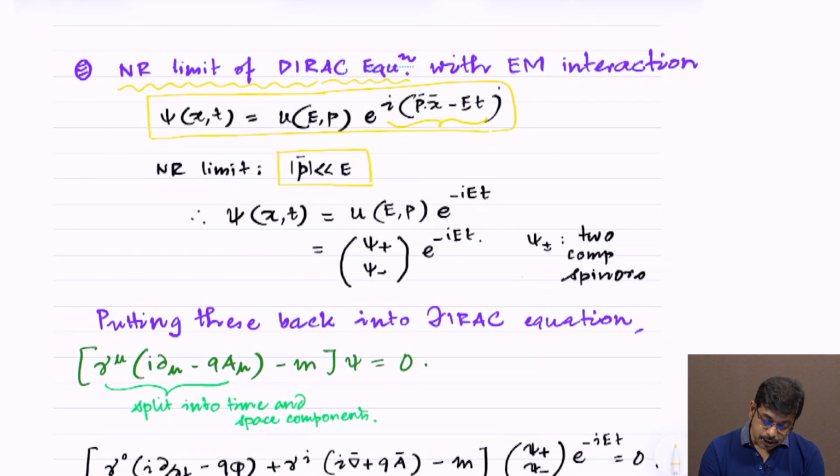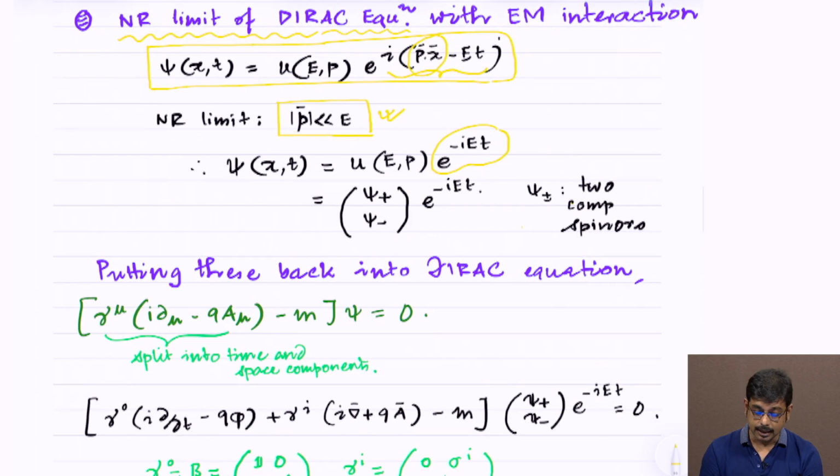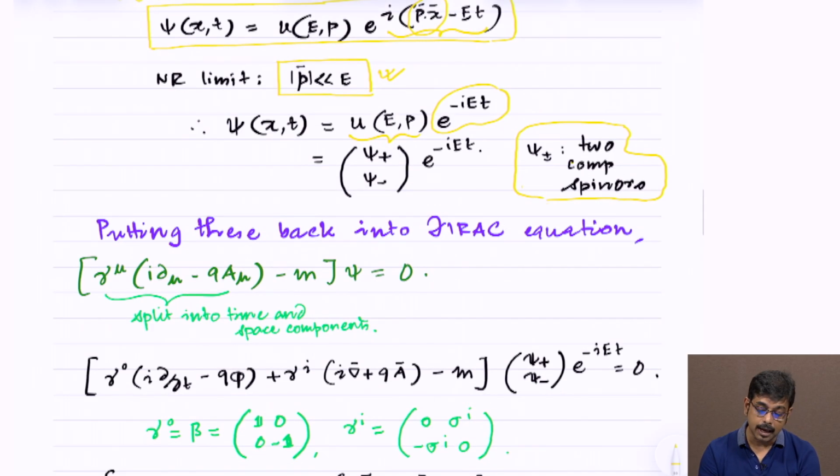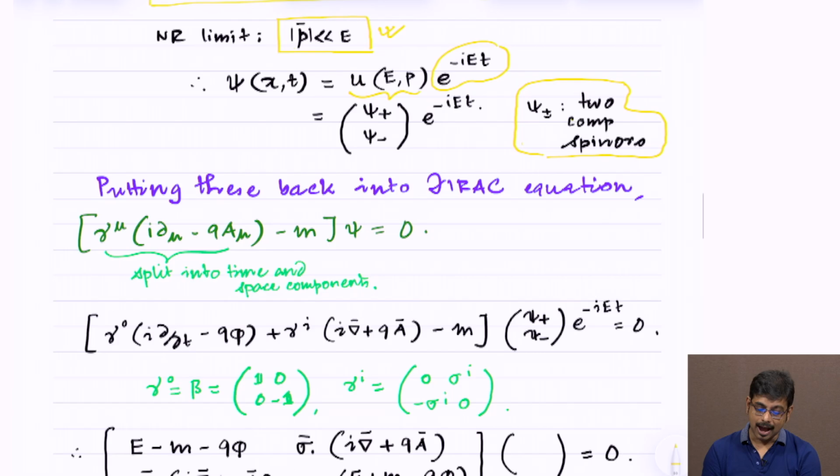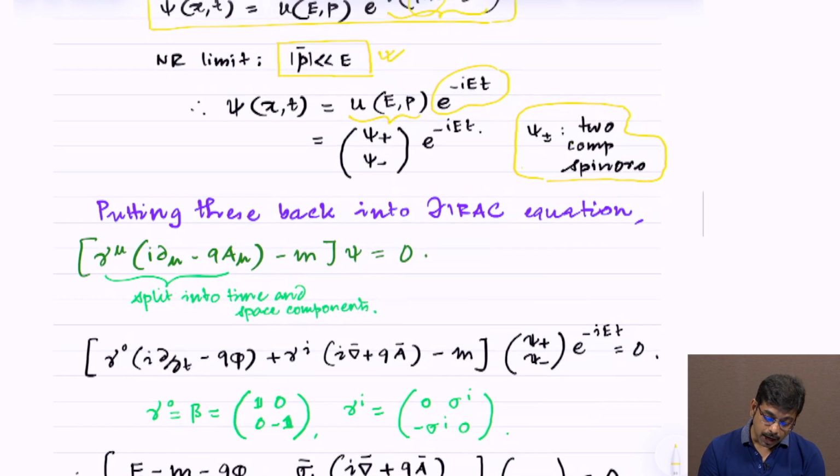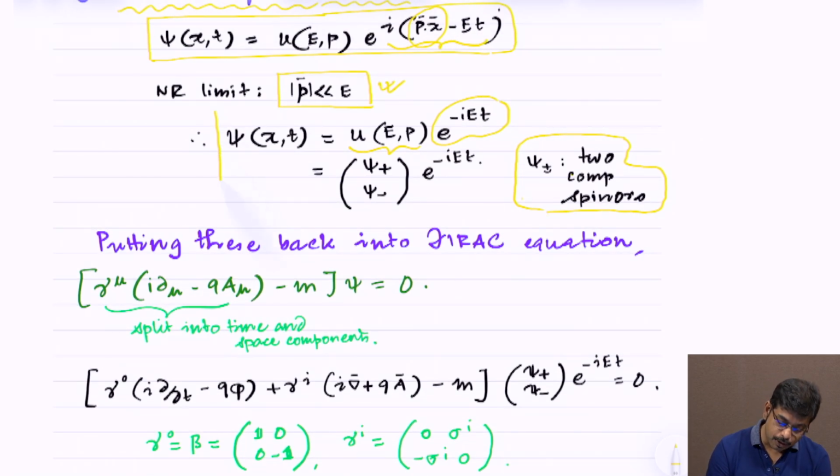Now, you assume that if this p is way less than your E, then how can you write this psi(x,t)? This will be simply u(E,p), and I drop this p·x part and I simply write the phase part as e to the power minus iEt. And I can also involve a two component notation for psi plus and psi minus. These are the two component spinors, so to say. So, I can write this u(E,p) as (psi plus, psi minus) e to the power minus iEt, correct.